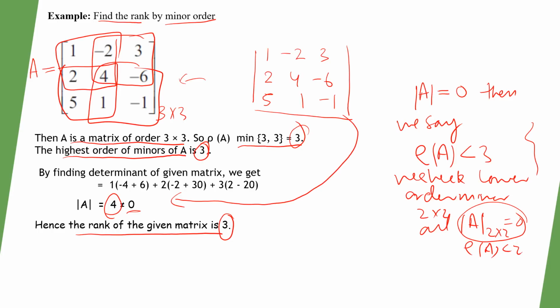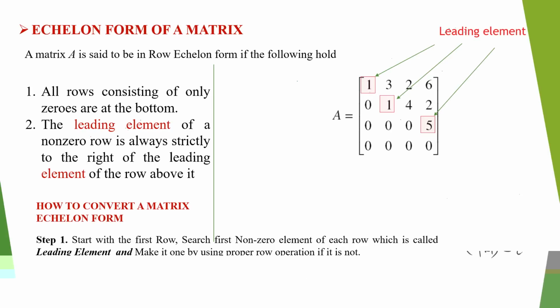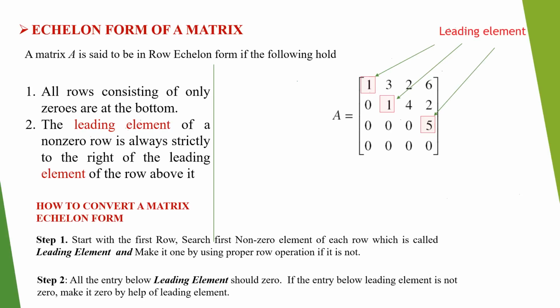But this method is applicable when we apply it on 3 by 3, 4 by 4. But if the size of the matrix is bigger, means if we say we have a matrix of order 20, then it is too difficult to find the determinant of that matrix. So we use other methods to find the rank. Now we discuss the Echelon form of a matrix.